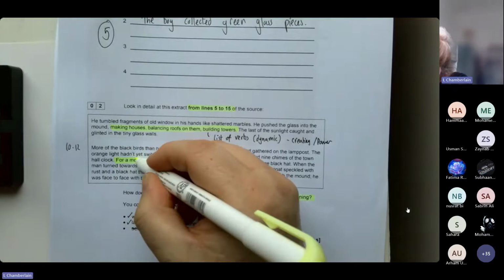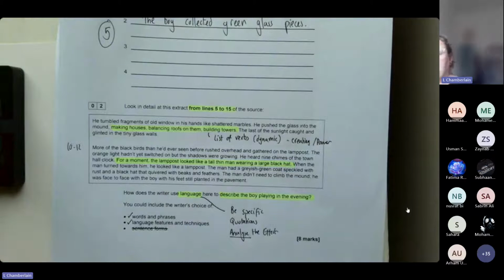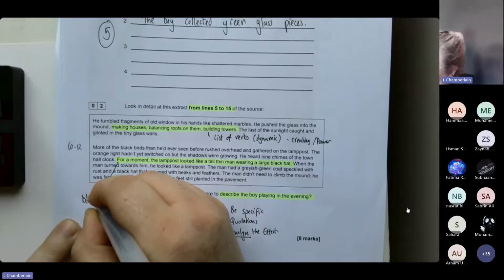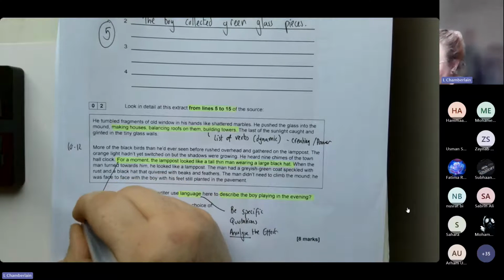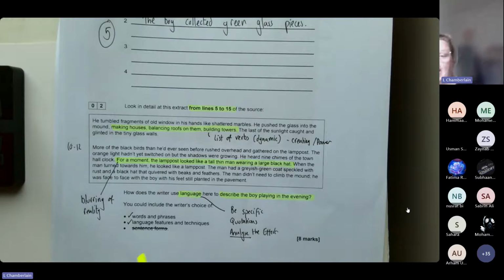Now, this bit here, to me, is almost like a blurring of reality and the game. So what we're unsure of here is whether or not the man or the lamppost is the real bit. So that would definitely be something that would be worth pointing out. The man had a greyish-green speckled hat with rust and a black hat that quivered with beaks and feathers.